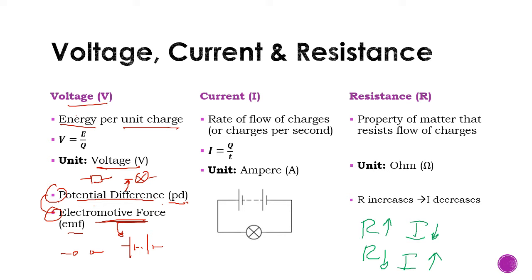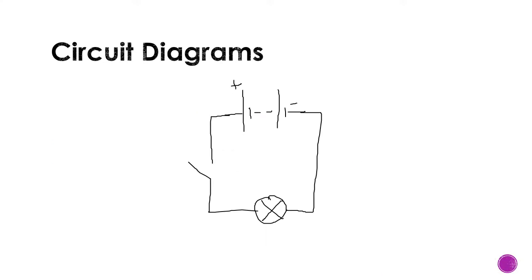If you just draw a single line, like a single long and short line, which is the symbol for a cell, circuit diagrams. Instead of just drawing the long battery, you can just draw a cell, which is just a long line, a short line, and that's fine. This is what we call a cell, and the other is called a battery. But if you change between the two, it doesn't really matter.